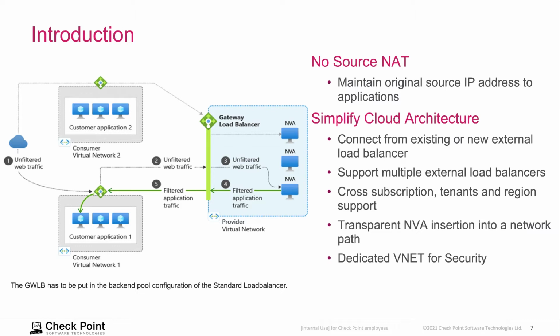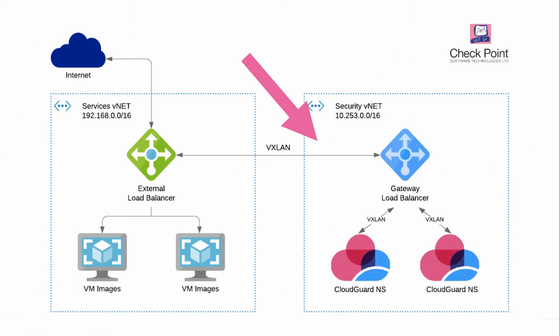Gateway Load Balancer also makes it very easy to add and remove security inspection. You can do this from an API call or directly from the portal. It also supports cross-subscriptions, tenants, and regions. With the new Gateway Load Balancer, it's now even easier and more flexible to protect your applications with CloudGuard Network Security. This is our lab diagram.